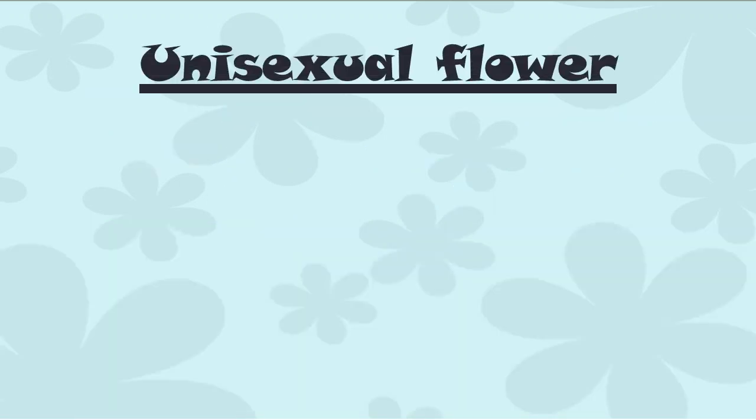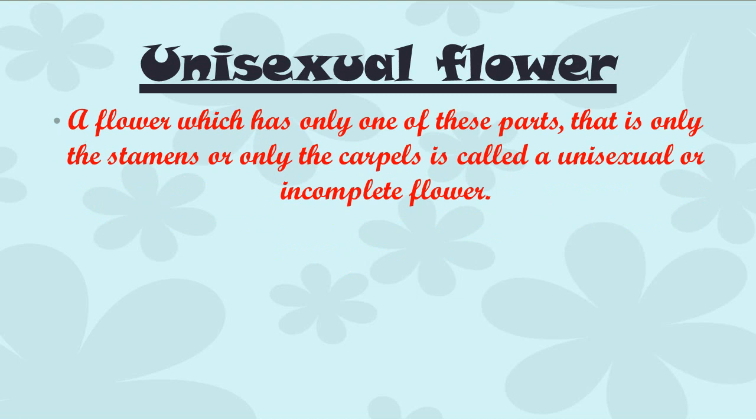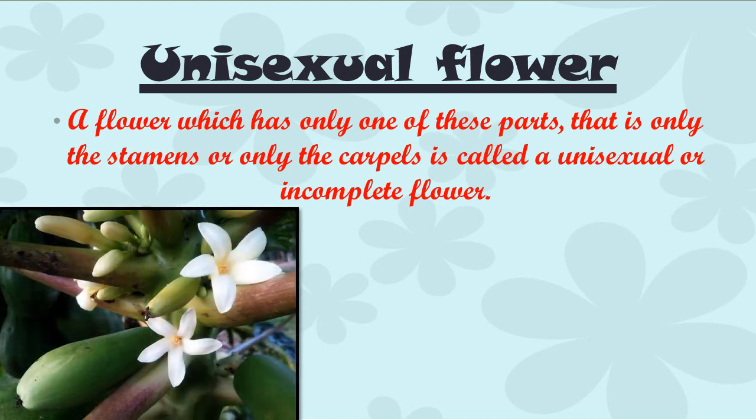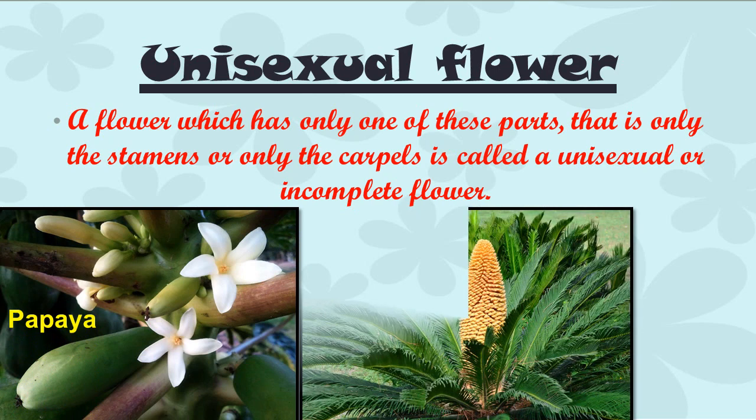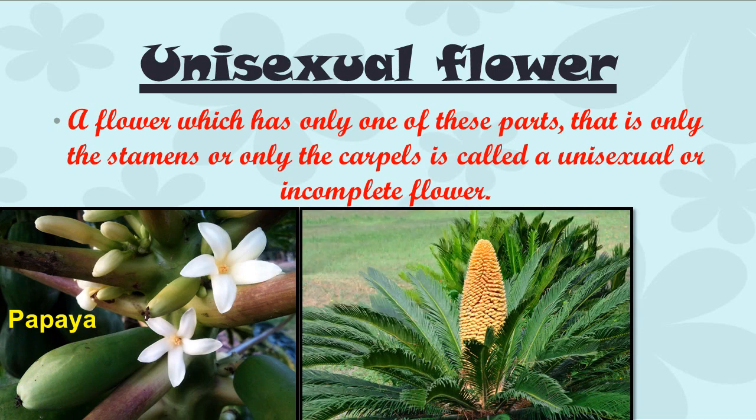Okay, now next is a unisexual flower. Students, it is a type of flower which has only one of these parts, that is only the stamen, the male part, or only the carpel, the female part, and it is called a unisexual or incomplete flower. So it is a flower which contains only either male or female reproductive part. This is called unisexual, and as it is unisexual, it is also called an incomplete flower. Alright, examples we have are papaya, this is a papaya flower, and palm. These are the examples of unisexual flowers. They will have either male or female reproductive organ.